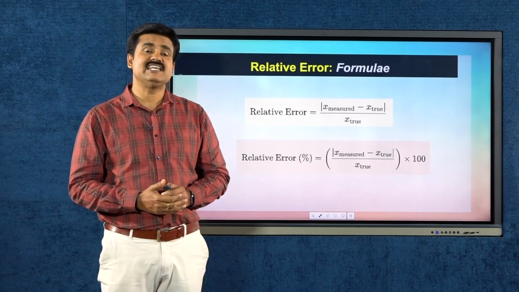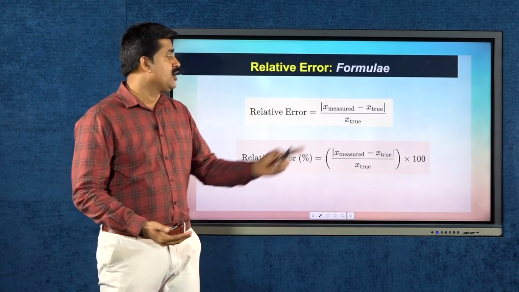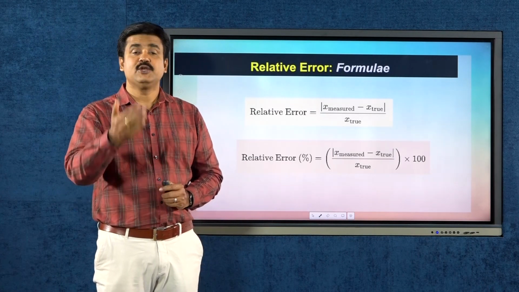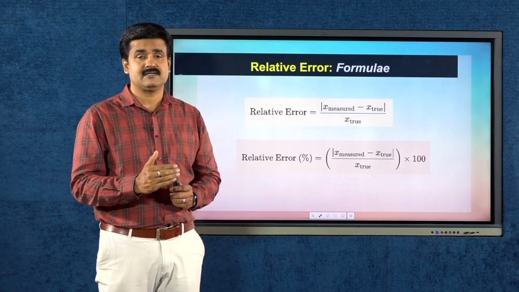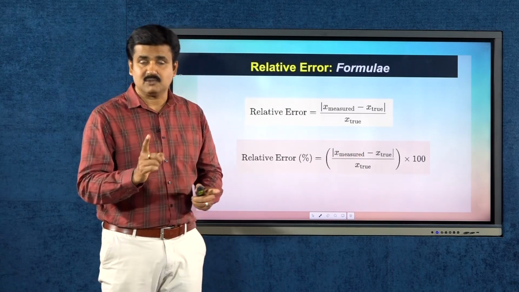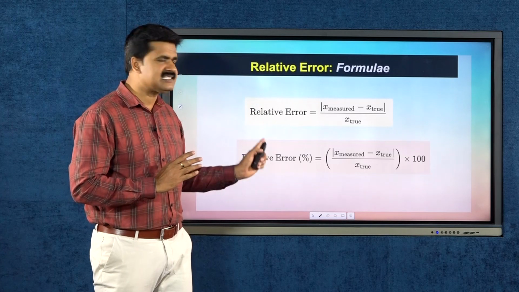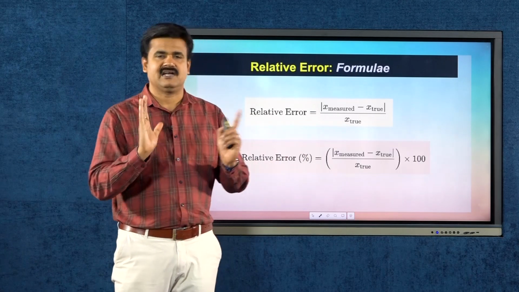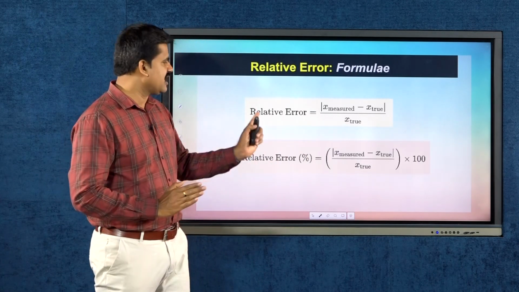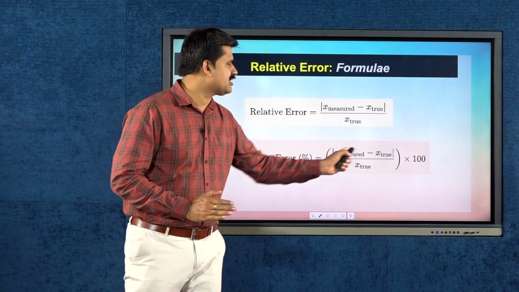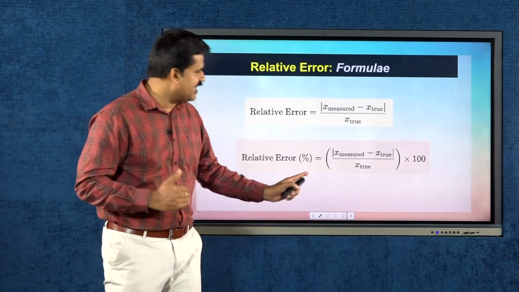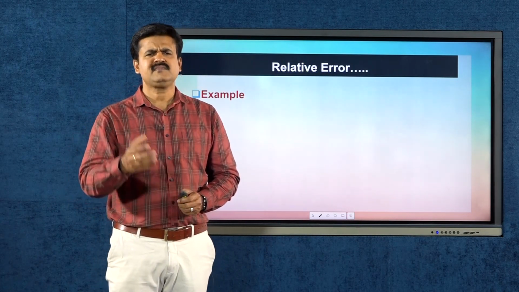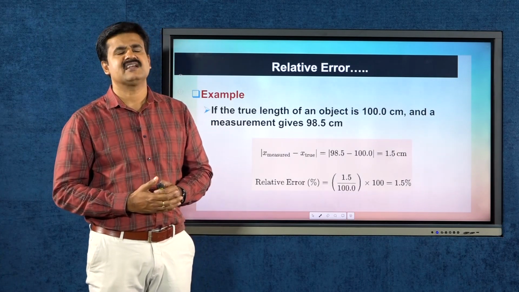To express relative error as parts per million, you have to multiply with 10 raised to 6 instead of 100. In order to express it as parts per thousand, you have to multiply with 1000 instead of 100. This is simply relative error percentage, so you have to multiply with 100. So, this equation is most important. Relative error percentage is equal to absolute error divided by true value, multiplied with 100.